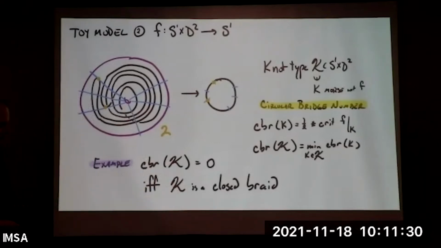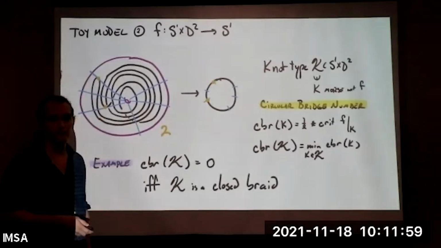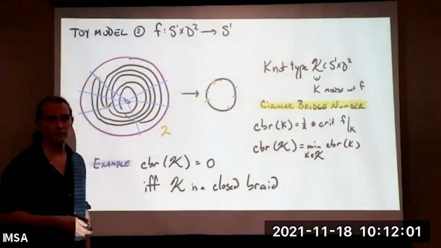Okay, great. So what I think you should take away from this is that the circular bridge number is one measurement of aberration from being a braid. Think of it that way. So start thinking of how far away we are from being a braid. Of course, this works for links instead of knots. And also think of it as a measure of how far it is from the fibration, the component.